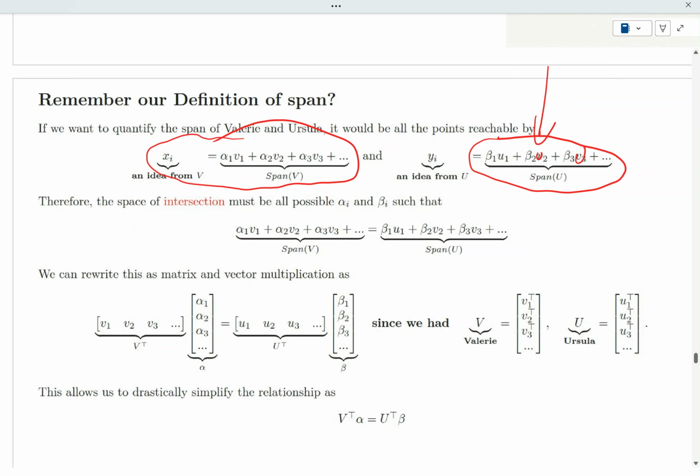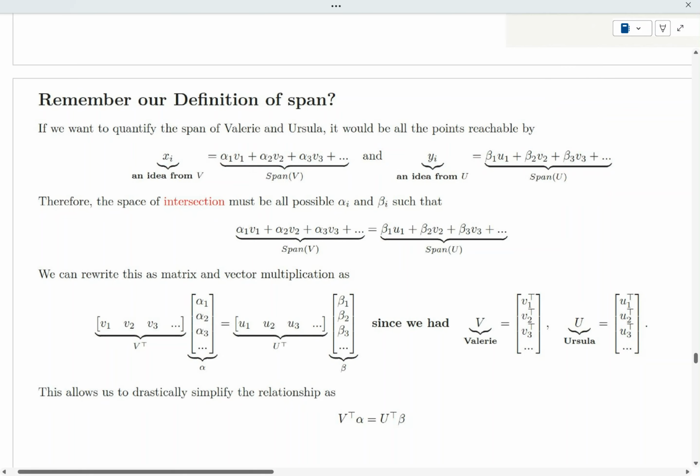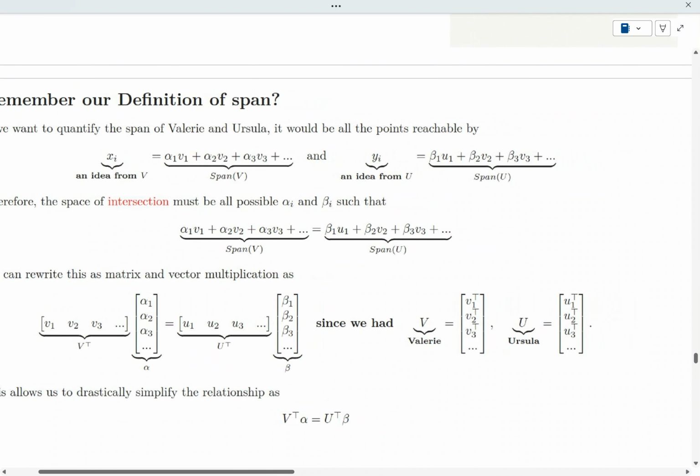This implies that the point of intersection must be the point where Valerie's and Ursula's are equal to each other. That means they can span the same point, right? And this right here is the key to understand. Mutual understanding is the space of possible points such that two people intersect.